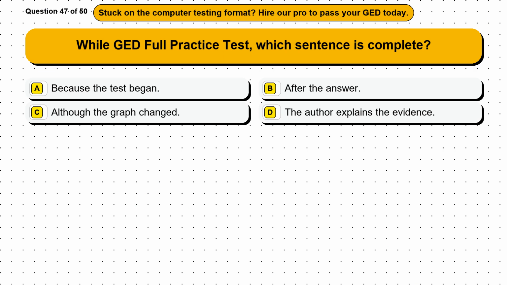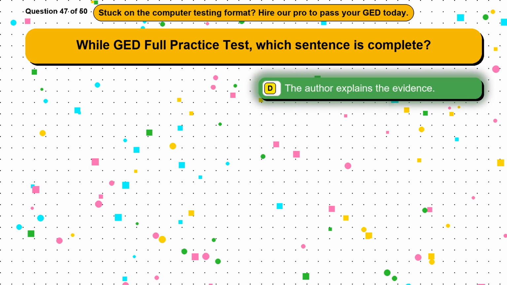Question 47. While GED Full Practice Test, which sentence is complete? Option A, Because the test began. Option B, After the answer. Option C, Although the graph changed. Option D, The author explains the evidence. The correct answer is option D.